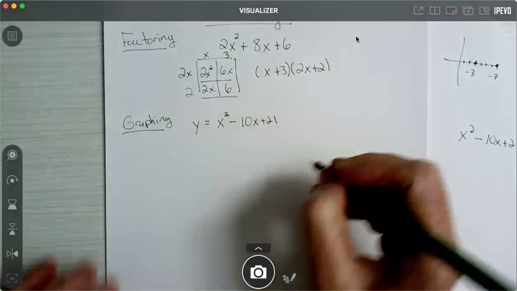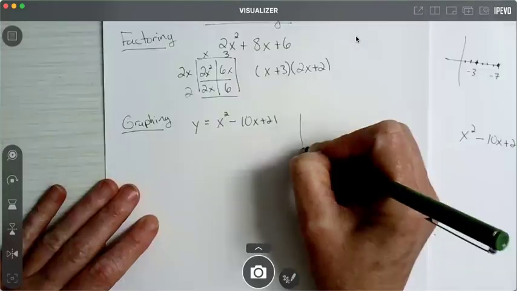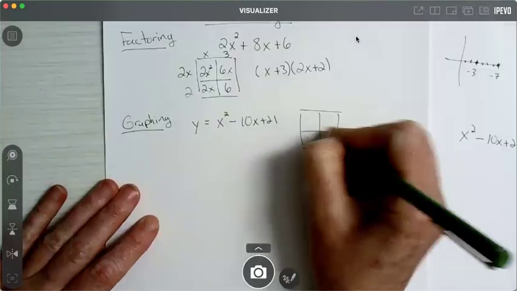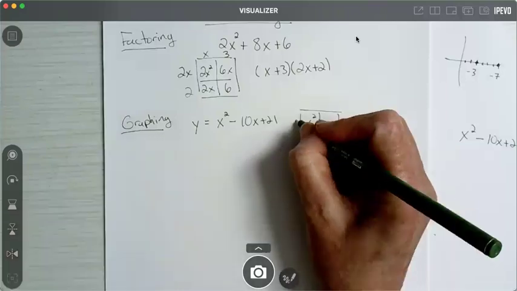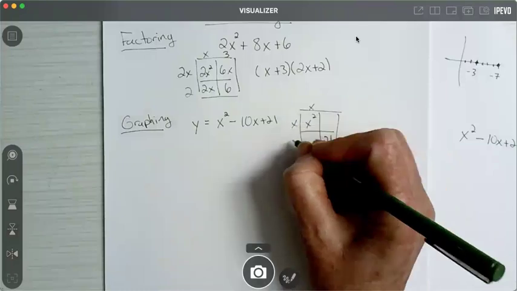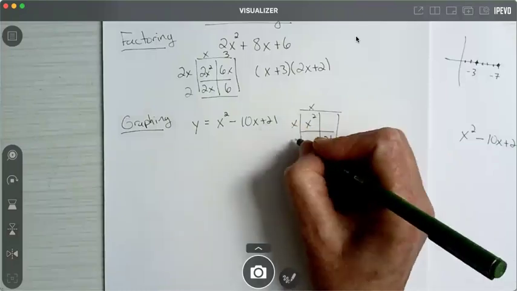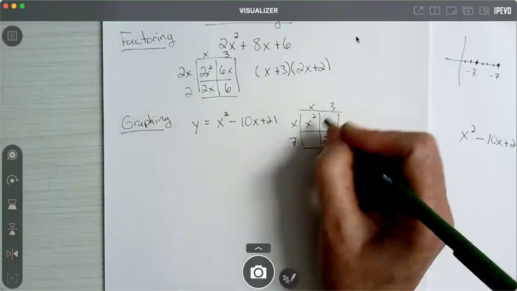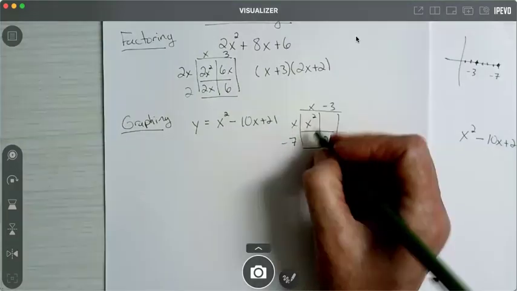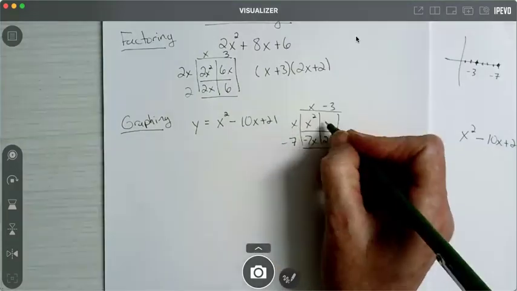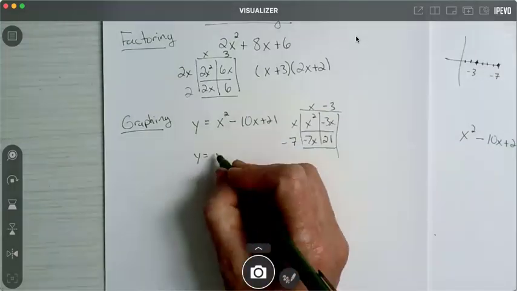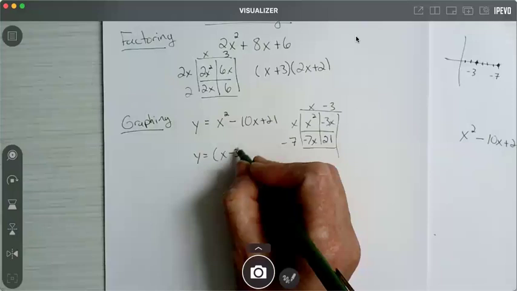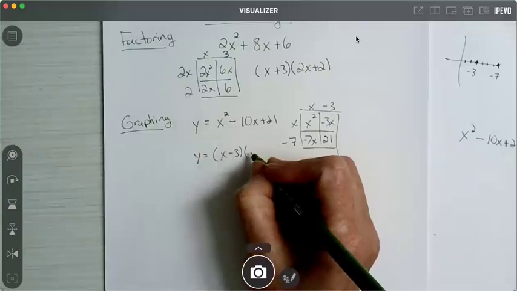Our first step is we're going to factor this. And factoring, I would get x squared, and this is 21. I want this to be x and x. And then think of things that multiply to positive 21. 7 and 3 multiply to 21. If I make them both negative, then I'll have negative 7x, negative 3x, and I get this factored. So my factored form is x minus 3 and x minus 7.